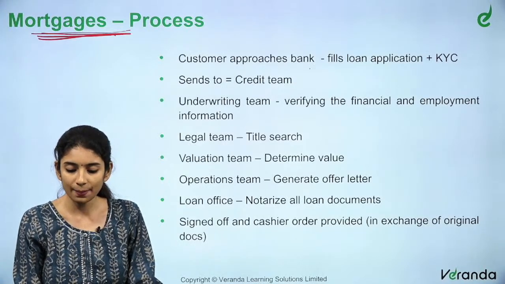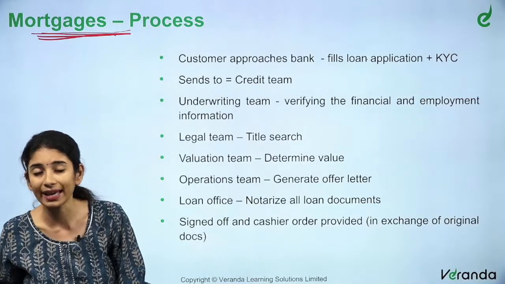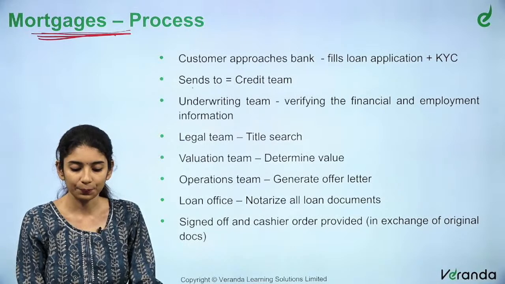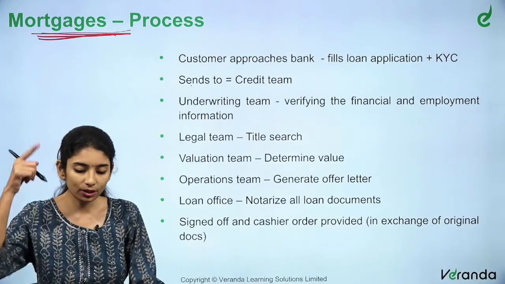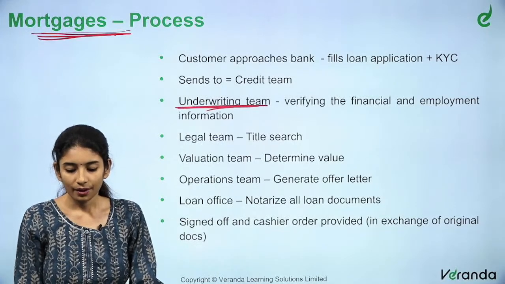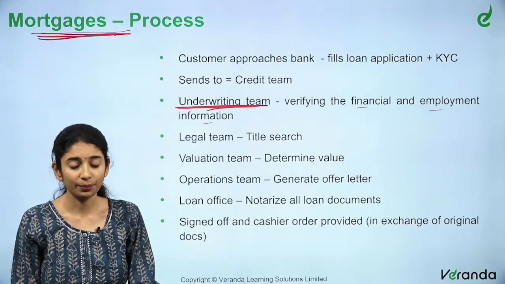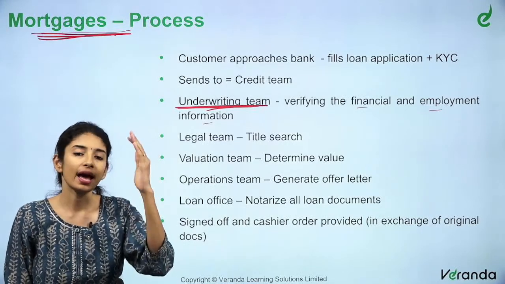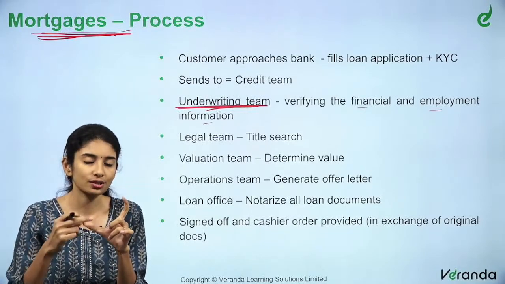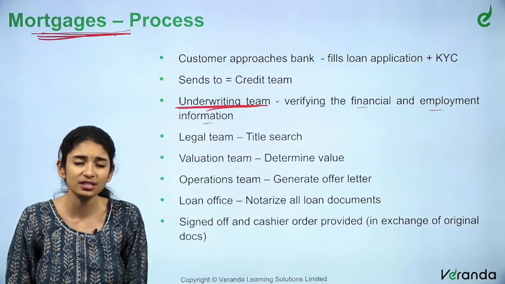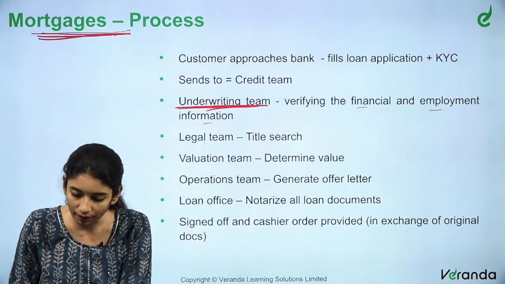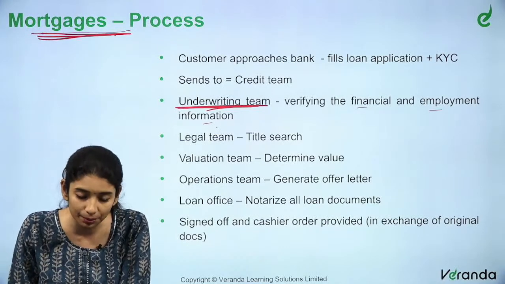So the customer approaches the bank, fills a loan application and gives the KYC documents. Know your client, yeah, KYC, know your customer. Then the documents are sent to the credit team. Now this underwriting team verifies the financial and employment information. So I say that I am on a salary basis and every month I am assured of this much salary, of which a little component would be my interest cost. So I can comfortably pay my interest. Dear bank, don't worry, I will comfortably pay my interest to you. So, verifying the financial and employment information.